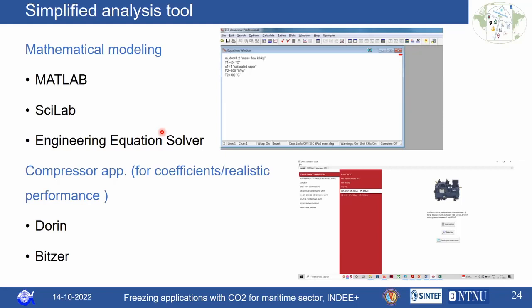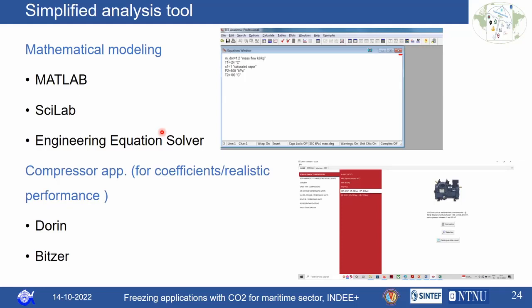Normally you can go for your enthalpy equations where you need to assume the isentropic efficiency of the compressor or the volumetric efficiency of the compressor in that way. But you can actually make it more realistic, rather than purely theoretical.